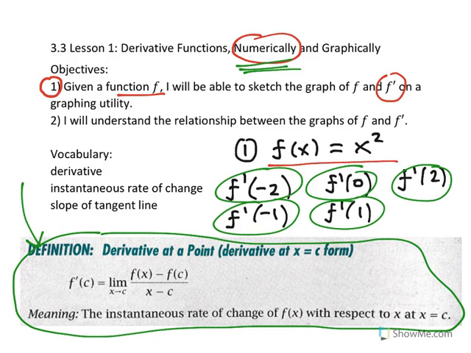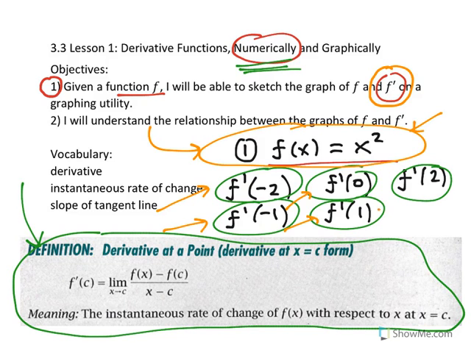So in objective 1, we would like to sketch the graph of f, which is very easy. The graph of f of x is equal to x squared is just a parabola. And we'd like to also sketch the graph of the derivative of this function by calculating the derivative numerically for several values of x using this definition from yesterday. And of course, I will also show you how you can sketch the graph of f prime on a graphing utility, but we'd like to first do this by hand so you understand what we mean by the numerical derivative, and you will also understand objective 2, the relationship between the graphs of f and f prime.